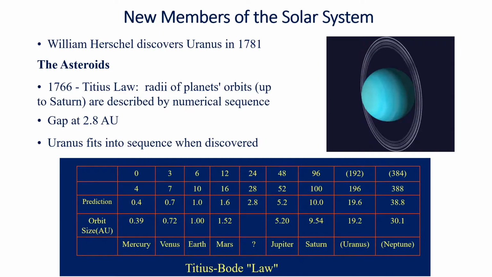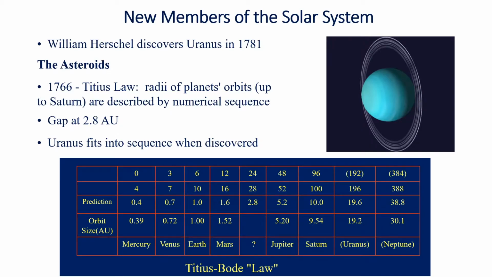Asteroids are also discovered. In 1766, it appears that the radii of planet orbits up to Saturn are described by a numerical sequence. We can see in the table below, it's essentially a doubling of the distance with a simple offset.